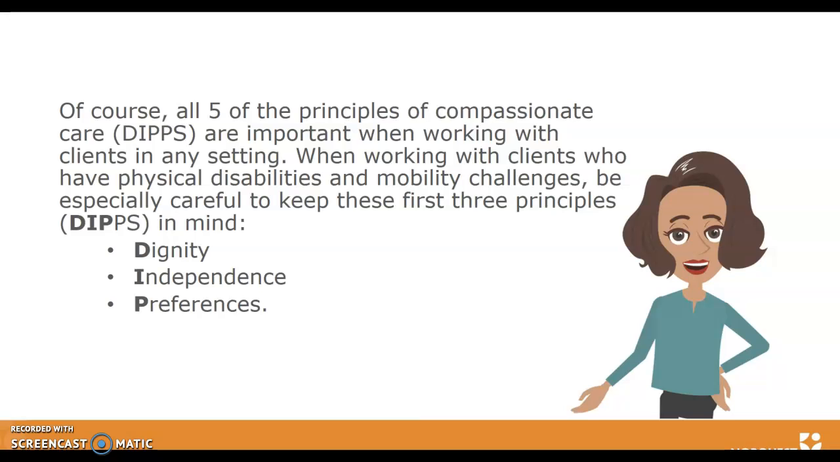Of course, all 5 of the principles of compassionate care, DIPS, are important when working with clients in any setting. When working with clients who have physical disabilities and mobility challenges, be especially careful to keep in mind these first 3 principles: dignity, independence, and preferences.